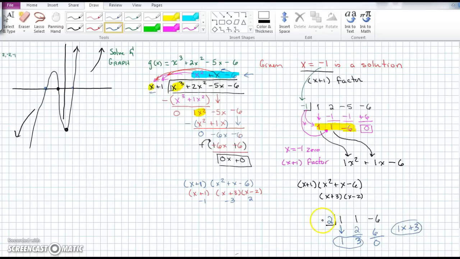If 2 was my zero, then my other factor is x minus 2, and my original factor was always x plus 1. Two ways, using long division and synthetic division, to get to the same answer of finding zeros and ultimately drawing graphs.